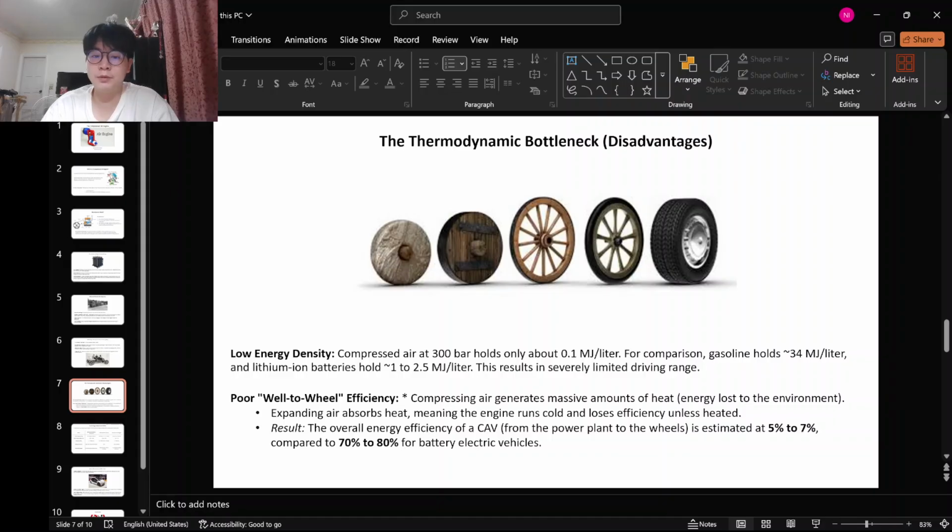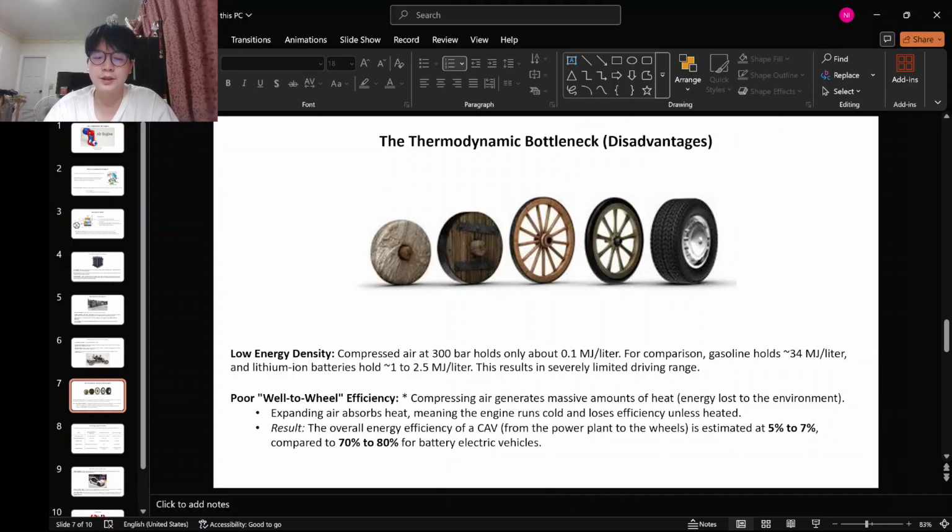The thermodynamic bottleneck, or the disadvantages. The low energy density. Compressed air at 300 bar holds only about 0.1 megajoule per liter. For comparison, gasoline holds about 34 megajoules per liter, and lithium-ion batteries hold about 1 to 2.5 megajoules per liter. This results in severely limited driving range.